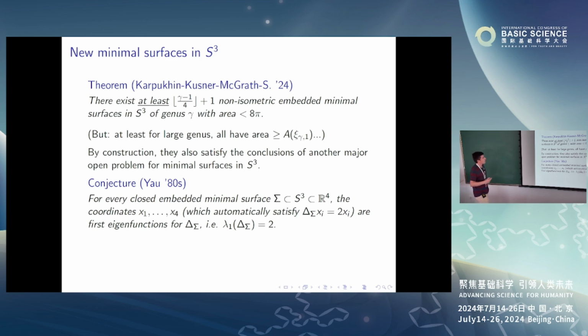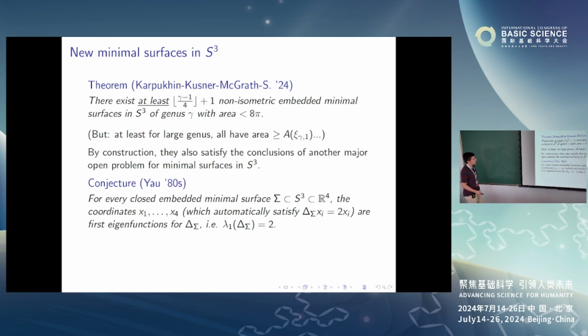And in many, many cases this has been confirmed. So why is this interesting? Well, for instance, combined with work of Montiel and Ros, this could give you a new proof of the Lawson conjecture. It would tell you by work of Li and Yau that any embedded minimal surface automatically minimizes Willmore energy among surfaces of the same conformal type.